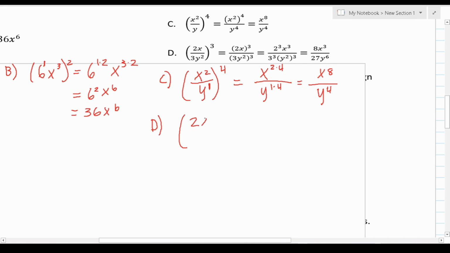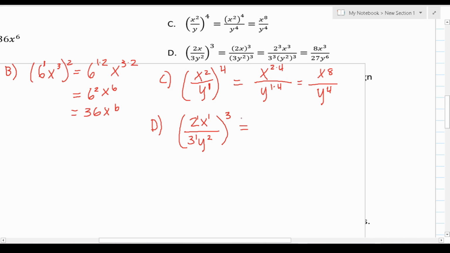We have 2x over 3y squared, all raised to the third power. In light of the fact that this is powers raised to another power, we know we're going to use the power rule. And as needed, let's write our 1s accordingly. Okay, and now we're just going to apply the power rule to everything inside parentheses individually.